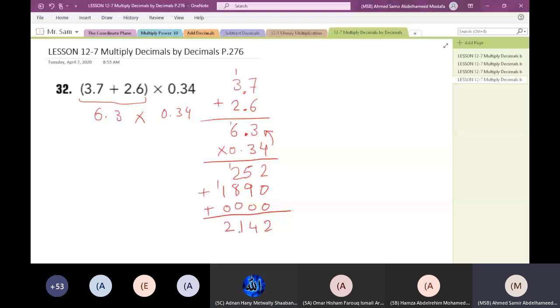Right, where to put the decimal point? After how many digits? After 3 digits. So where to put it? Before the 2 and after the 1. Actually, we're going from left to right, so it's after the 2 and before the 1. So the answer here would be 2.142. Thank you very much. Mute your microphone, and we're moving on to number 36.